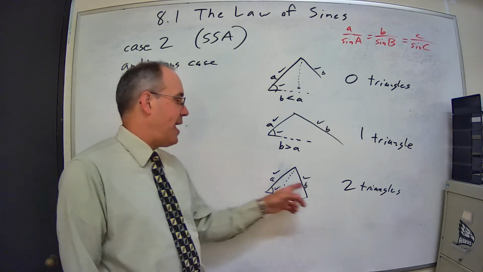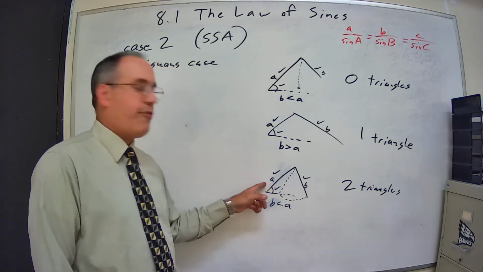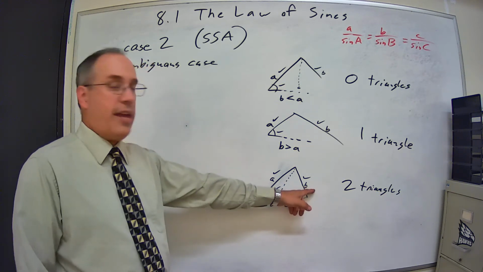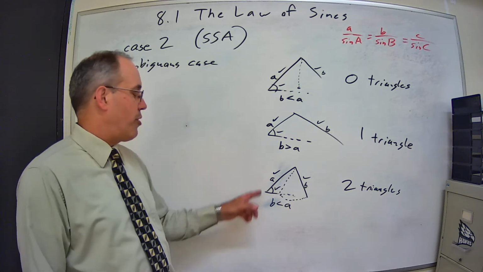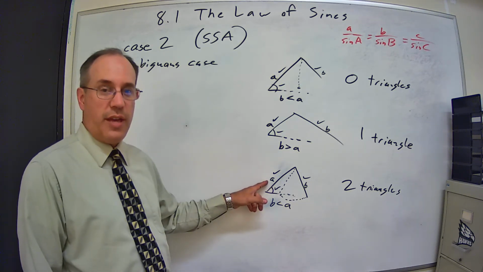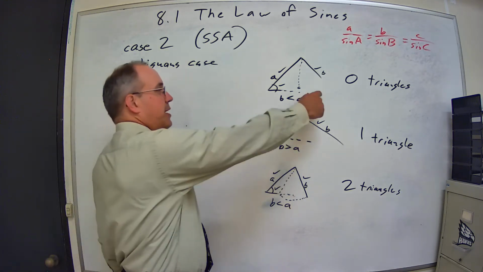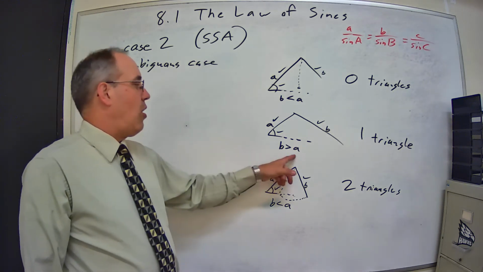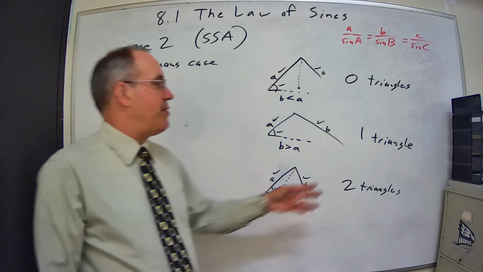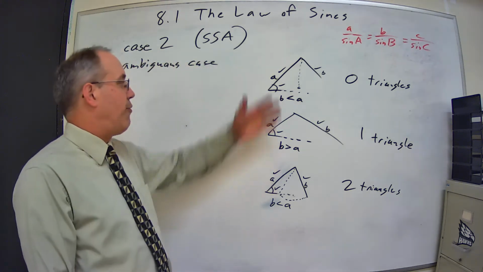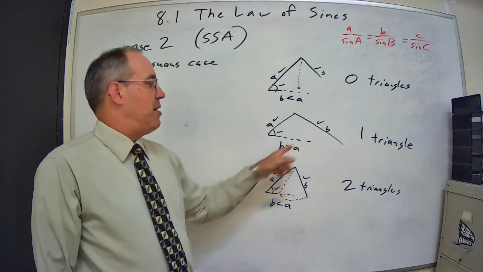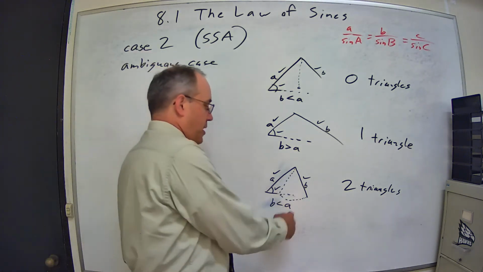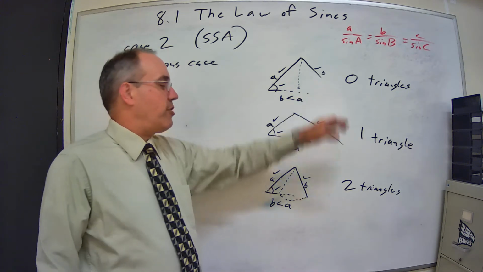Again, don't focus on the A and B, focus on opposite versus adjacent. If the side opposite your angle is shorter than the side adjacent to your angle, then that puts you into either no triangles or two triangles. If it's longer than the side adjacent, then you have exactly one triangle. So you're basically looking for these things. If the side opposite is longer, good, you've got one triangle, just solve it. If the side opposite is shorter, you're either going to have no triangles or two triangles.